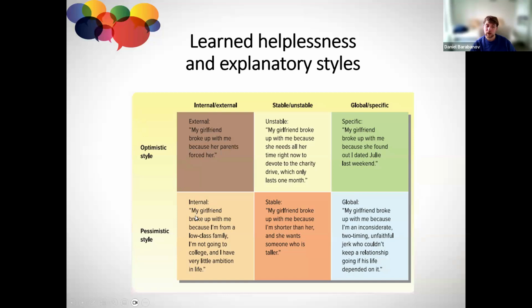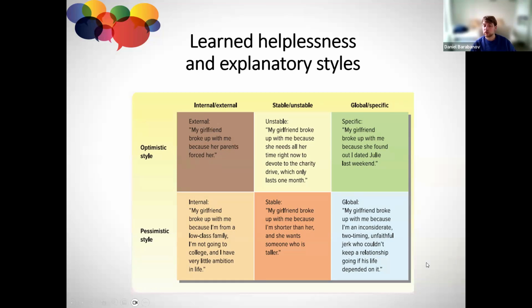Internal. My girlfriend broke up with me because I am from a low-class family. I'm not going to college and I have very little ambition in life. Right? It's internal, connected with the personality, life choices, and personal history of this person. Stable. My girlfriend broke up with me because I'm shorter than her, right? You cannot change your height.